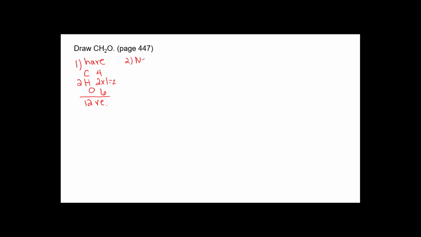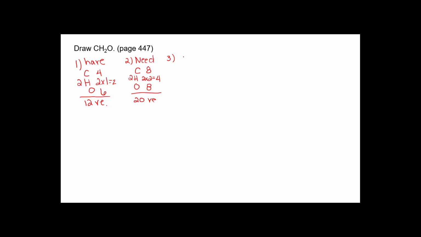Number 2, this is what I call the need. So again, copy it over the same way. I need to fill an octet for carbon, so it's 8. For hydrogen, it is a duet, so it's 2 times 2 equals 4. A duet is 2. And then for oxygen, I need 8. So this is 20. I need 20 valence electrons to fill an octet. So this already tells me I don't have enough. Something's going to have to be done here to make this fit.